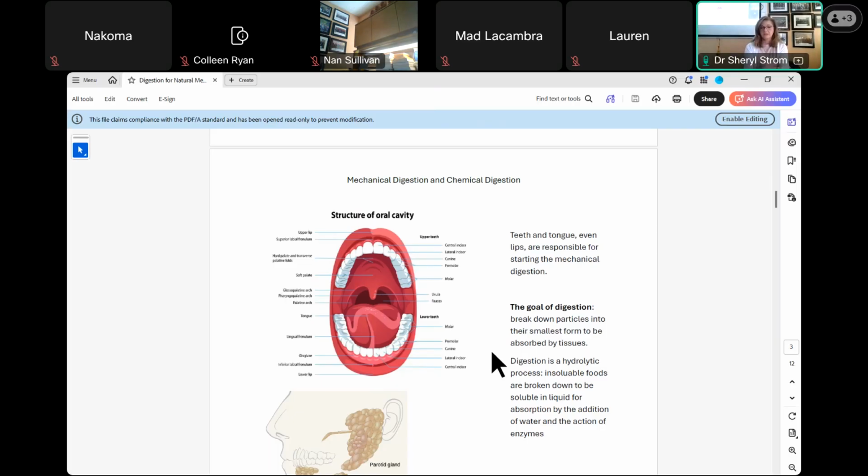So the goal of digestion, this you'll need to know, right? The goal of digestion is to break down particles into their smallest form to be absorbed by tissues. That is the whole purpose of why we eat. It's not for emotional reasons. It's not to appease somebody else, but we have to break down these particles into their smallest form to be absorbed by tissues.